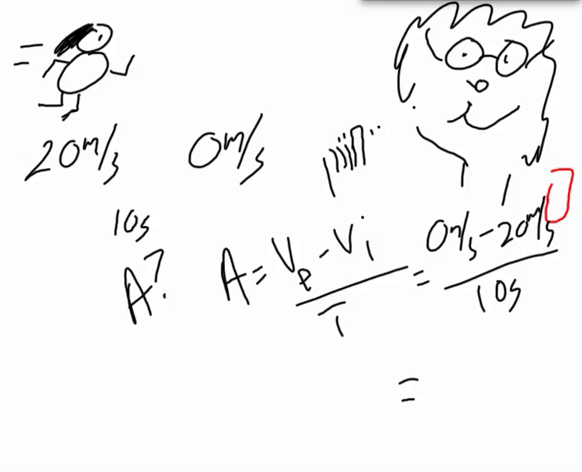So look at this. What is 0 minus 20? Negative 20. What's negative 20 divided by 10? Negative 2 meters per second squared. So her deceleration is 2 meters per second squared, or her acceleration is negative 2 meters per second squared.